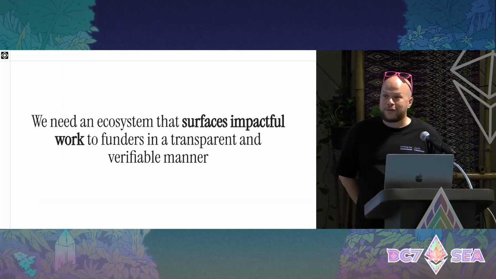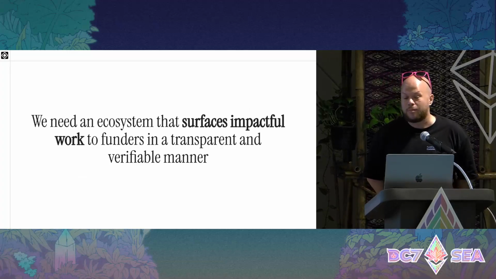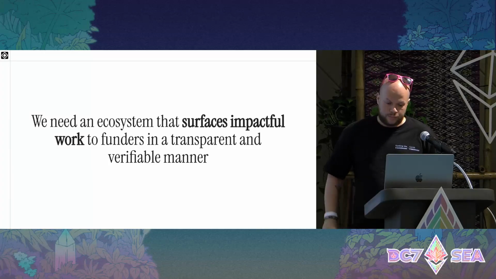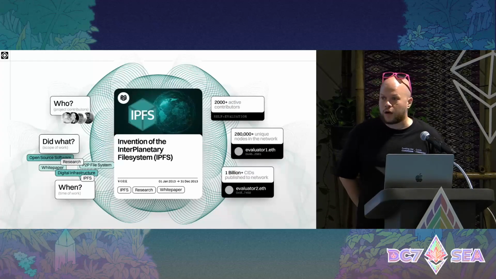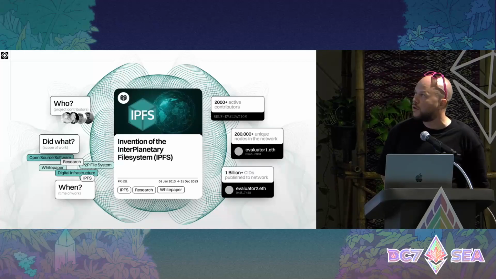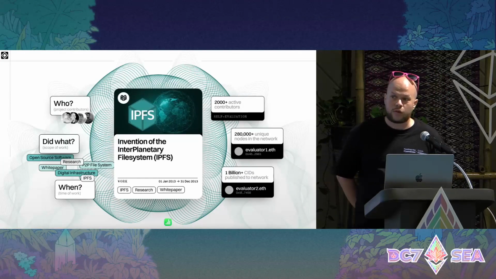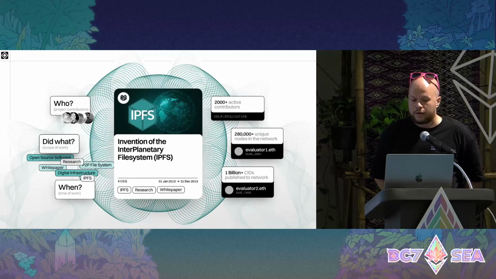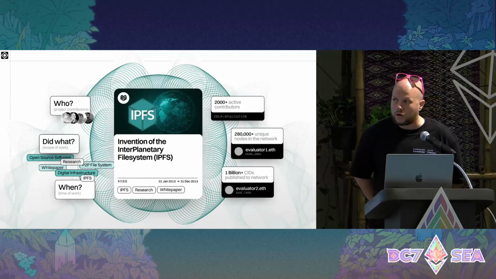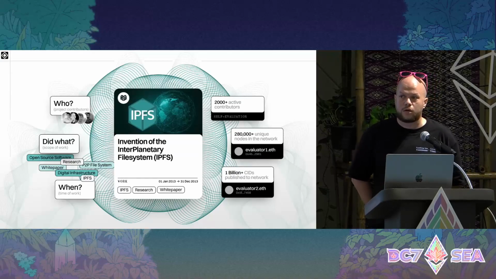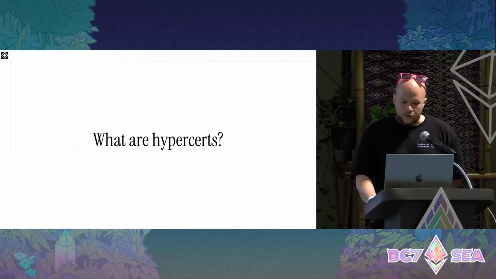To facilitate all of this complexity, we need an ecosystem that surfaces impactful work to funders in a transparent and verifiable manner. And for this, we use hypercerts. Hypercerts are on-chain impact certificates that declare who did what and when, sometimes even where. And our goal is to have an open protocol that people can use within their own context to establish an interconnected impact funding network. So what are hypercerts really?